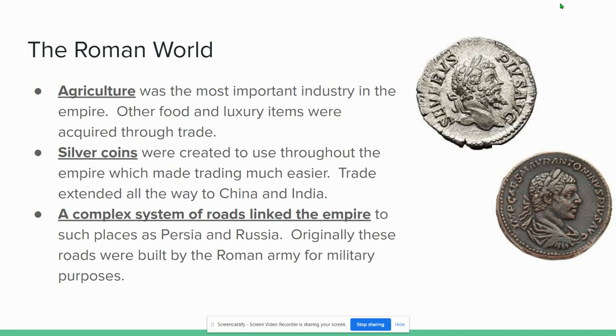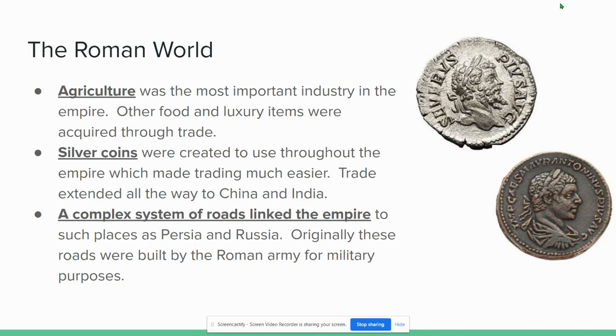One of those things that they moved around quite a bit were silver coins. So they came up with their own currency. They had created these to use throughout the empire with trading to make that much easier. And the trade extended all the way through some older Silk Roads to China and even India.